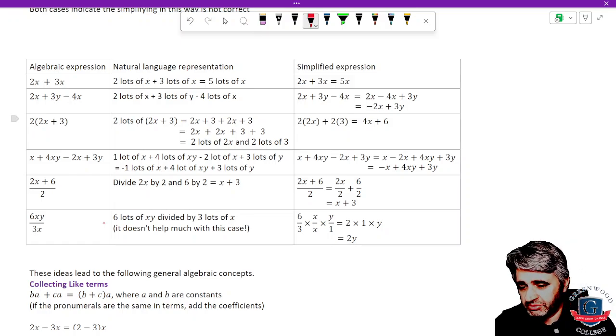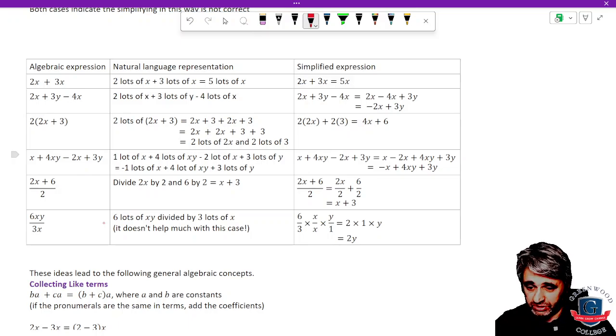Now here's an interesting one. We call this distributive law and we make a big deal about it, but it's really quite obvious. 2 lots of 2x plus 3. So here's 1 lot of 2x plus 3. Here's 2 lots of 2x plus 3. We rearrange it, we get 2 lots of 2x and 2 lots of 3. That's what I've written here. 2 lots of 2x plus 2 lots of 3 equals 4 lots of x.